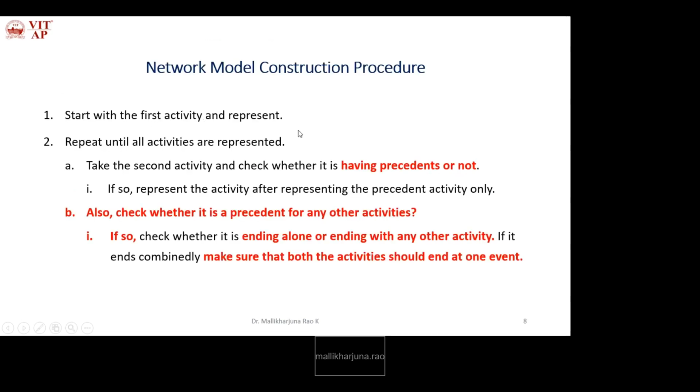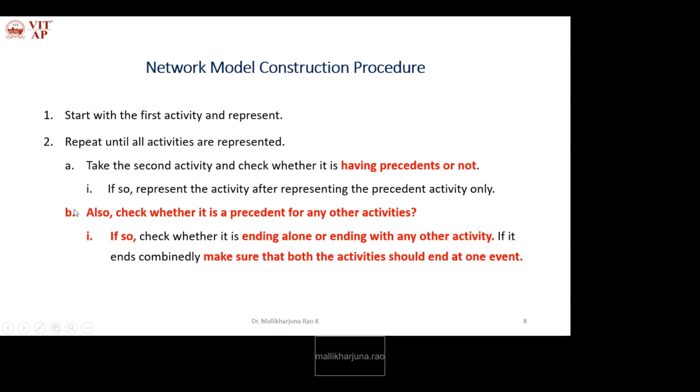So, network model construction procedure. When we have a list of activities, how do we construct a network model? Start with the first activity and represent it as an activity in the network model. This first activity requires two events, that is a start event and an end event for this activity. After completion of the start activity, repeat until all activities are represented.